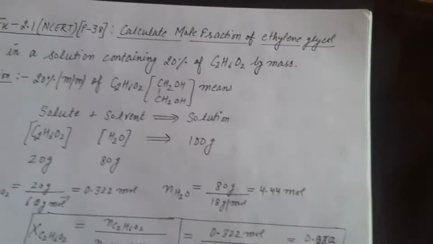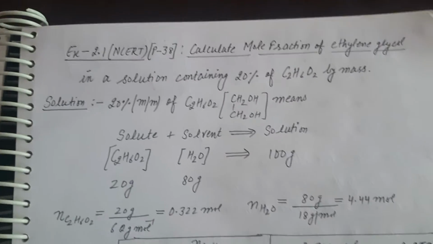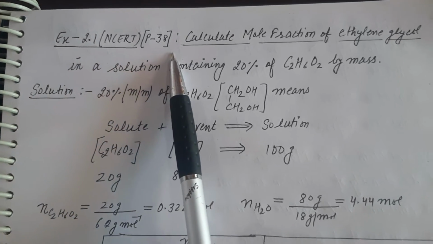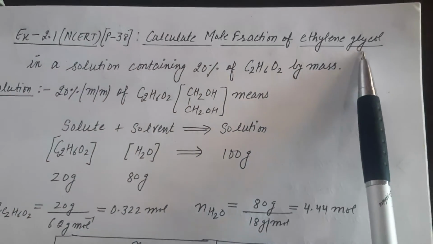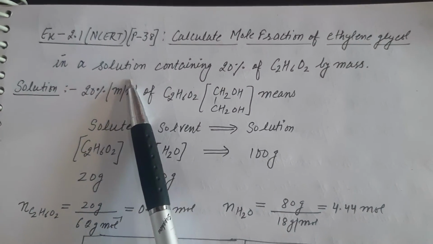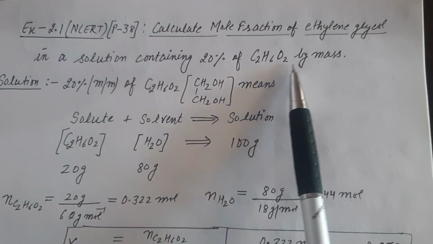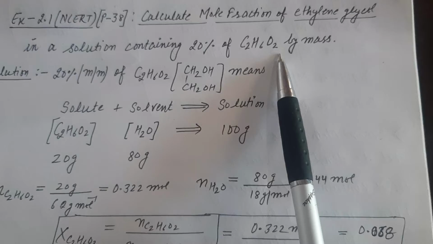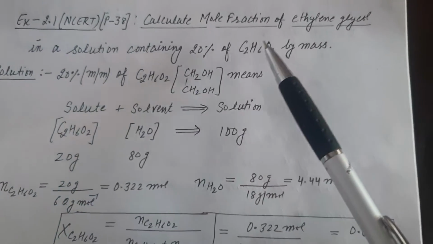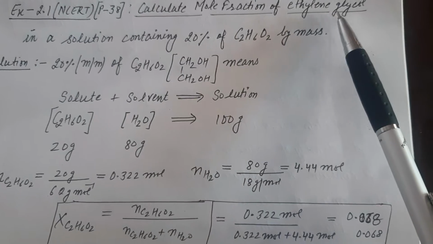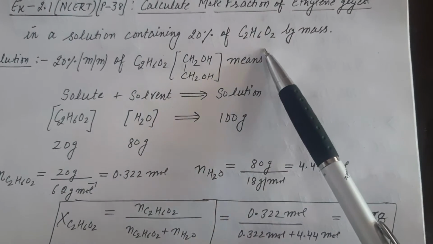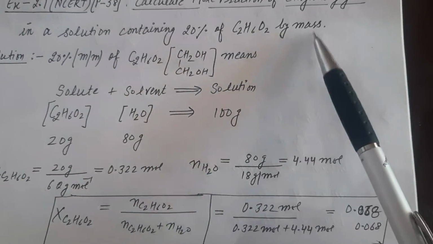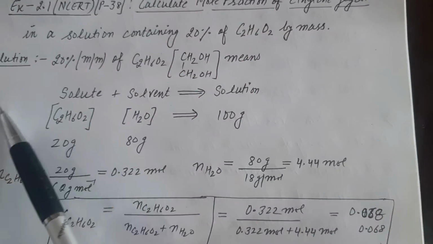Next, the example of mole fraction from the NCERT textbook, example number 2.1 at page number 38. Calculate the mole fraction of ethylene glycol in a solution containing 20% of ethylene glycol by mass. The chemical formula of ethylene glycol is C2H6O2. So you have to find the mole fraction of the component ethylene glycol in a particular solution, and the percentage is given as 20% of ethylene glycol by mass.